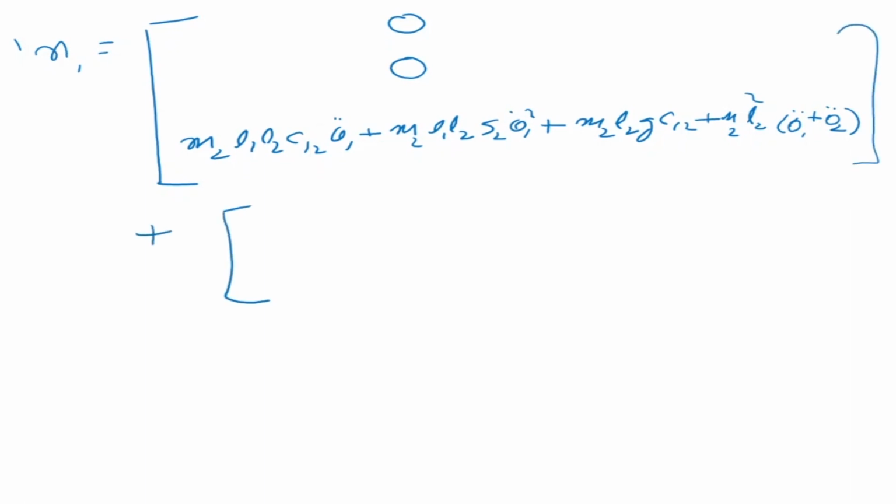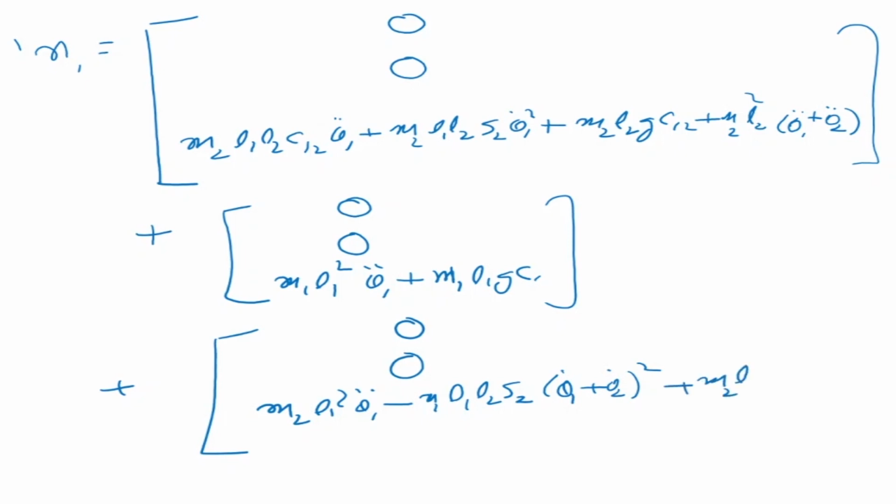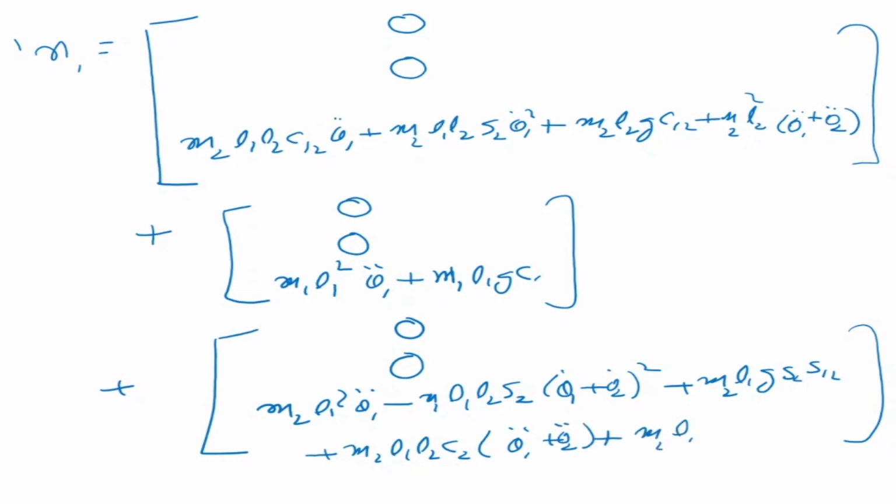The second set is 0, 0, m1 L1 squared θ1 double dot plus m1 L1 g c1. Okay, plus we have 0, 0, m2 L1 squared θ1 double dot minus m2 L1 L2 sin θ2 (θ1 dot plus θ2 dot) squared plus m2 L1 g s2 s12 plus m2 L1 L2 cos θ2 (θ1 double dot plus θ2 double dot) plus m2 L1 g c2 c12. So this is the torque at the first joint, so this is also equal to torque 1, tau 1. So tau 1 is the torque acting at the first joint.